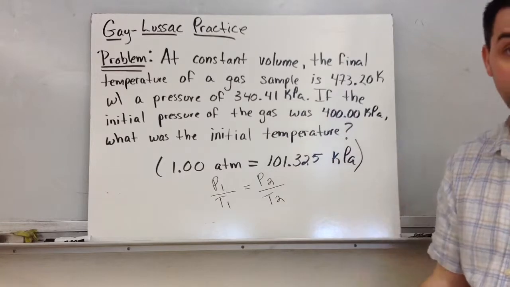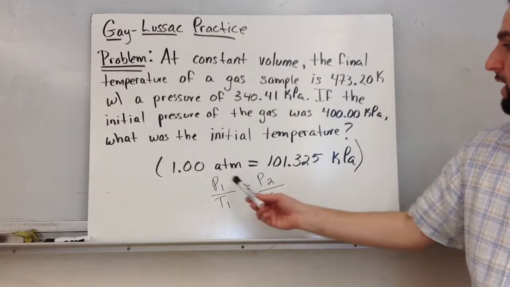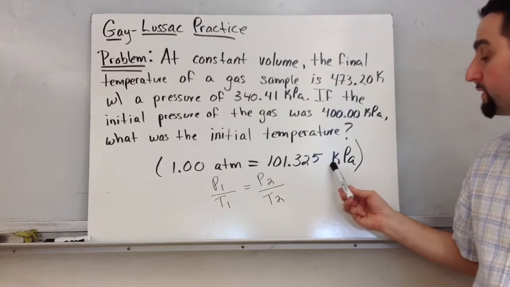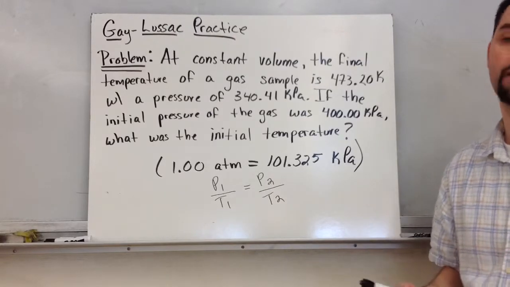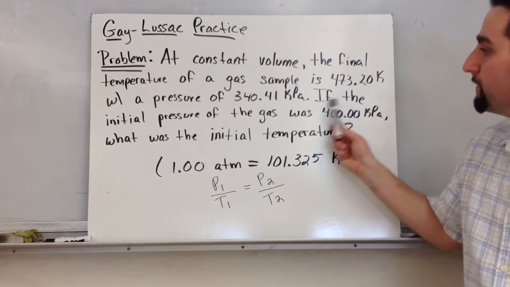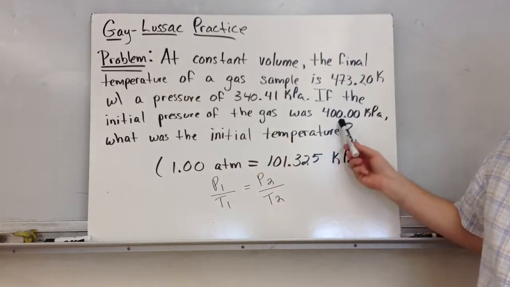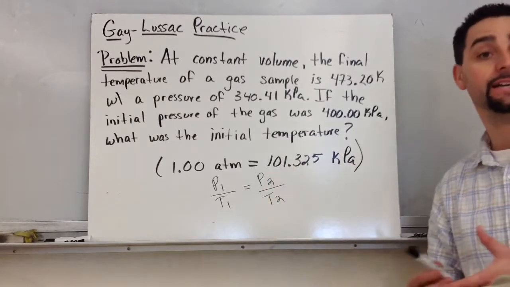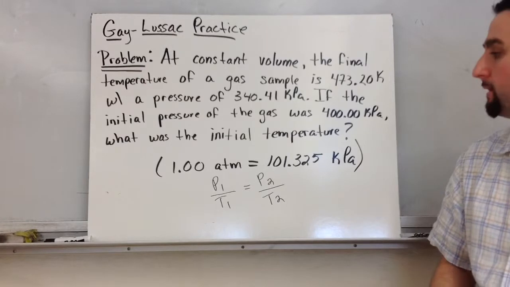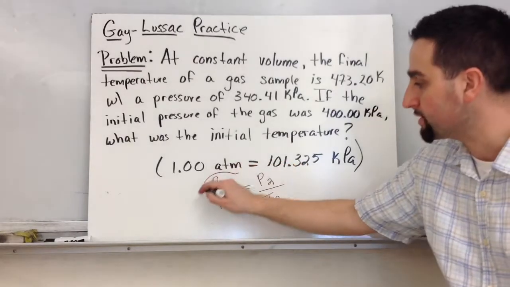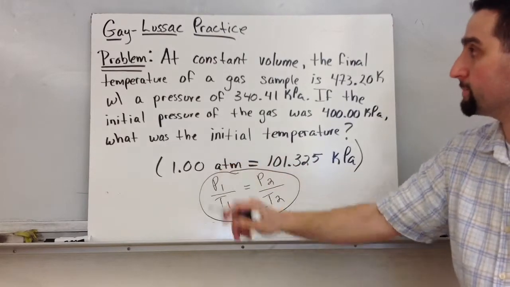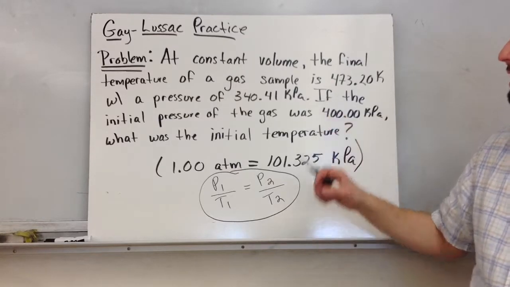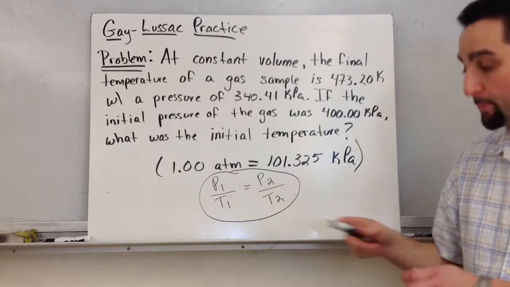Typically we've been dealing with ATMs, but we need to know that 1 ATM is equal to 101.325 kilopascals. So we have some converting here. If the initial pressure of the gas was 400.00 kilopascals, what was the gas's initial temperature? This is Gay-Lussac's law, because the volume is constant and we're comparing pressure and temperature.